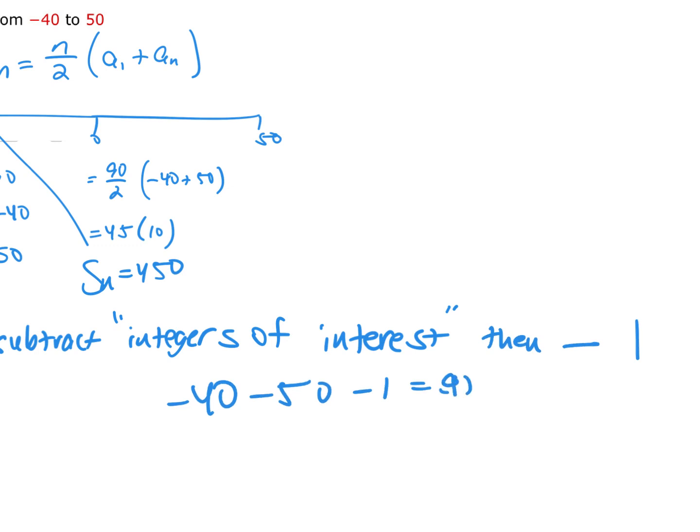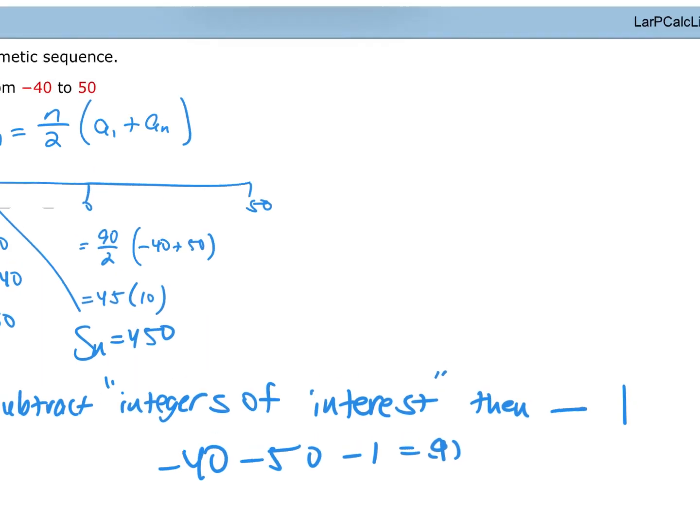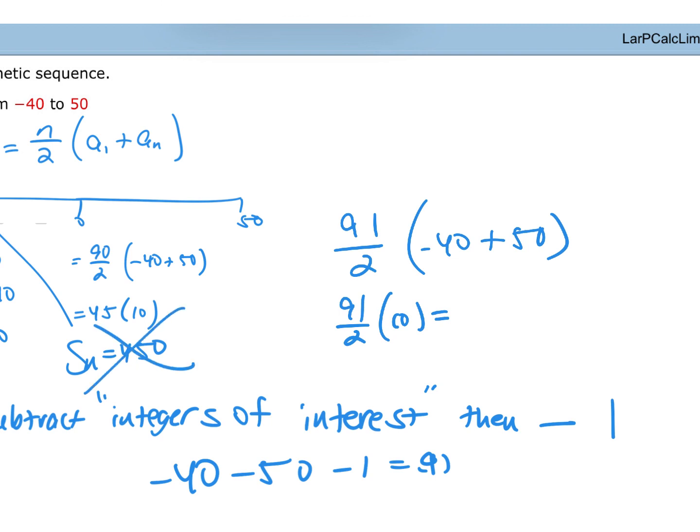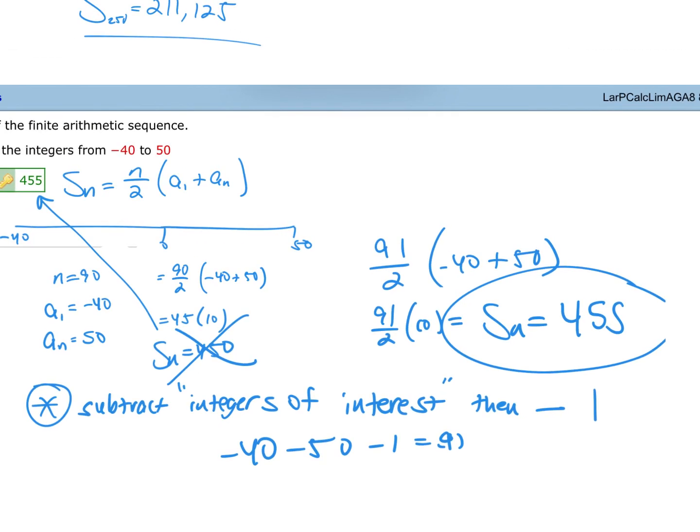So how many integers am I really talking about here? There's 91. So if I do my formula, 91 divided by 2, again, negative 40 is my first one, 50 is the last one. I have 91 over 2. You guys with me? Okay. Times 10. What does that equal? It's 91 divided by 2 times 10. 45.5 times 10 is 455. What's 91 times 5? 455. Which is the correct answer.